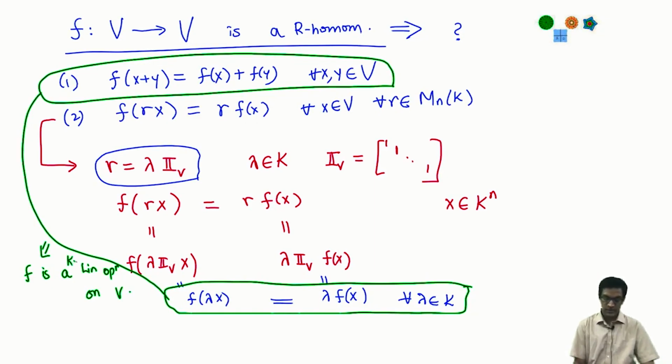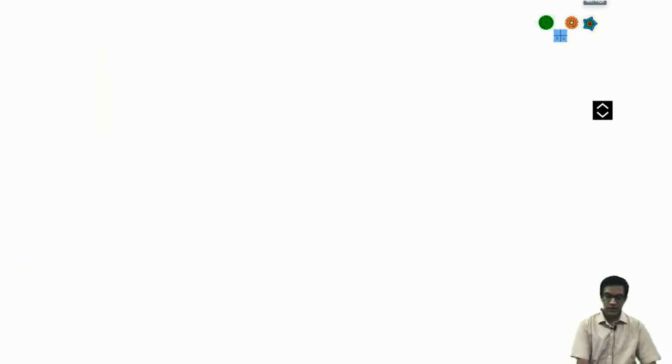So let me call it a K linear operator. I'm only thinking of it as a K vector space. Okay, so first I've concluded it's a linear operator. Okay, good. But again, I haven't used the full force of my hypothesis. I know that f of Rx is R f x for all R's, for all matrices. Thus far, I've only used R equals scalar matrices to make my first conclusion. Okay, so let's do it a little bit more generally.